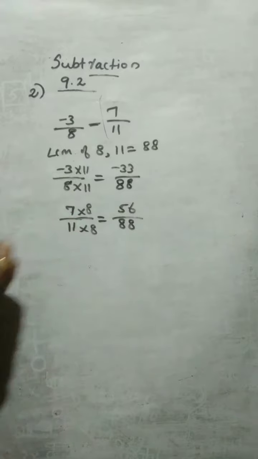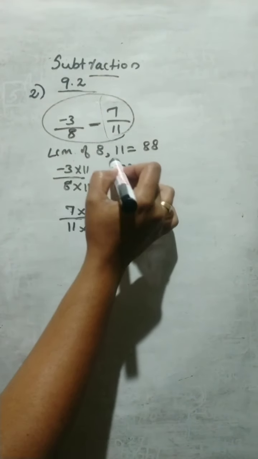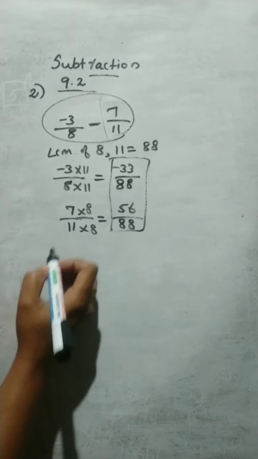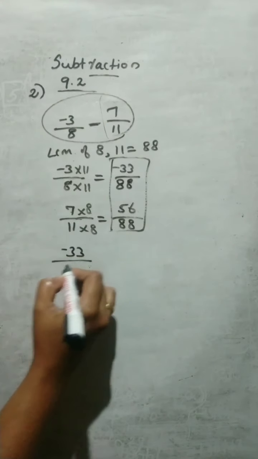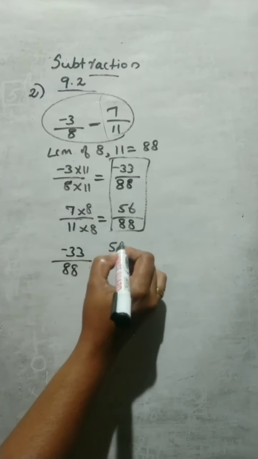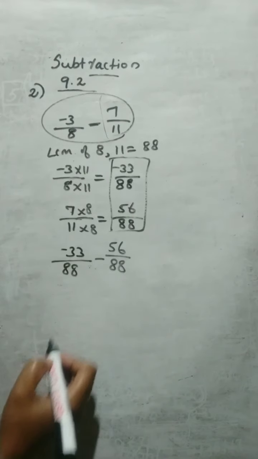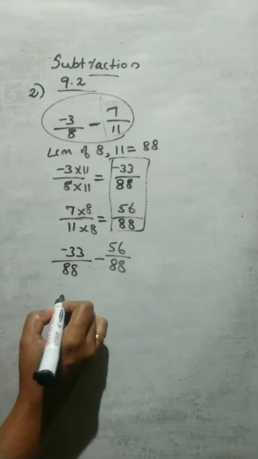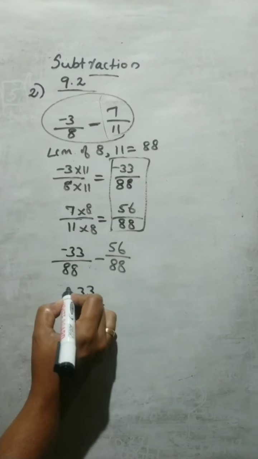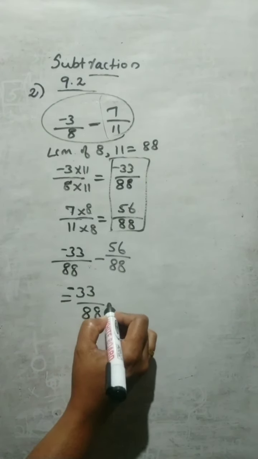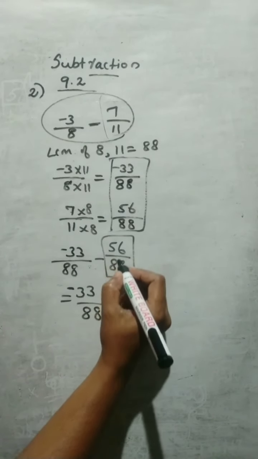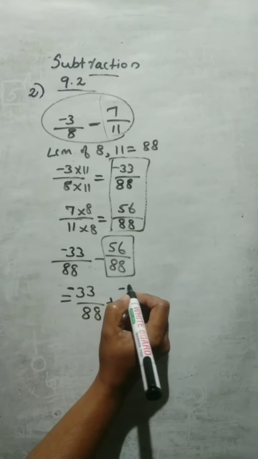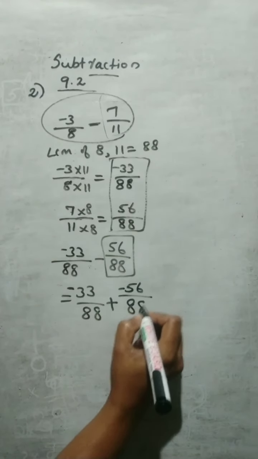So instead of this question, we can write our new rational numbers. Negative 3 on 8 minus 7 on 11 will be equal to negative 33 on 88 minus 56 on 88. Then what can we do? We have to find the additive inverse. Negative 33 on 88 plus the additive inverse of 56 on 88, which is positive 56 on 88, so that will be minus 56 on 88.